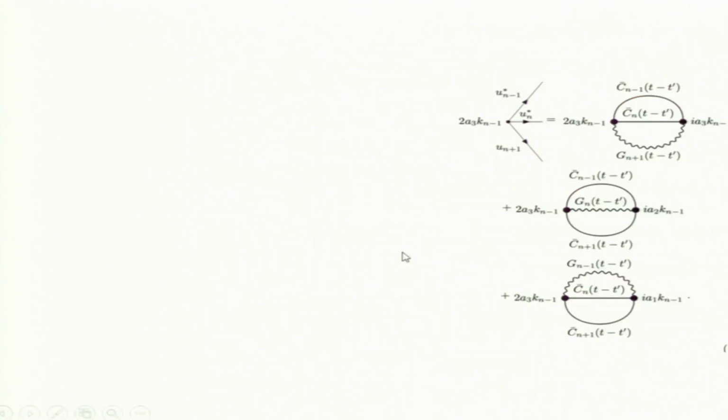So, let us compute the flux now. Okay. Now, remember I had this interaction u n minus 1, u n, u n plus 1, 3 modes, right, 3 shells. There is a prefactor, the vertex is 2 a 3 k n minus 1, remember there is a prefactor. Now, there are three of these arrows. So, they represent the velocity field. Now, let us assume this velocity field is Gaussian.